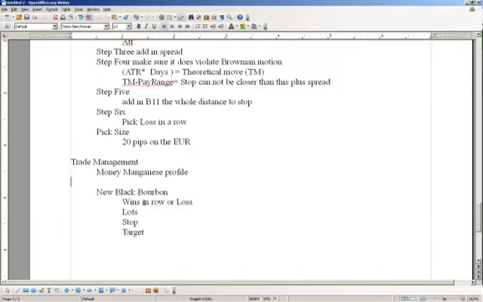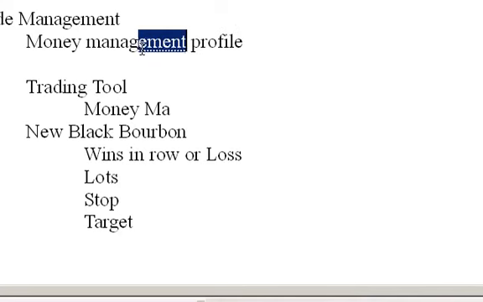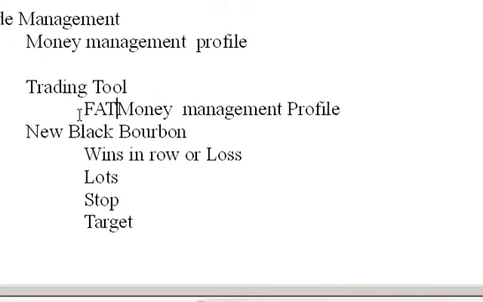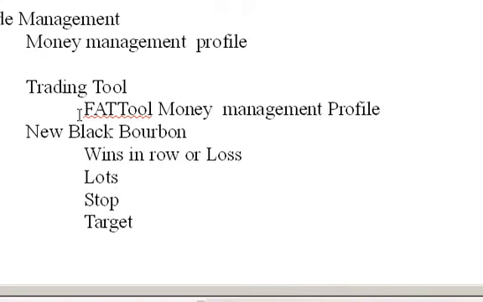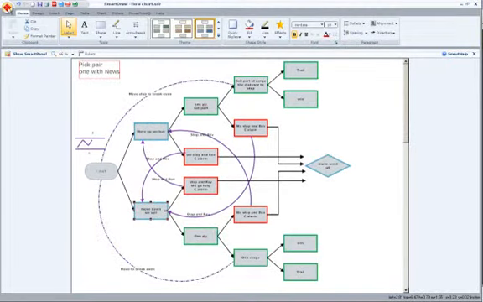So the tool to control this is a money management profile. It's a script called Fat Tools Money Management Profile, and you can change these dynamically. It doesn't hurt anything. You can put this in and it'll change all of these dynamically. The other one's locked in at 4 pips. The reason we did that is I don't want to go to the spreadsheet right there.